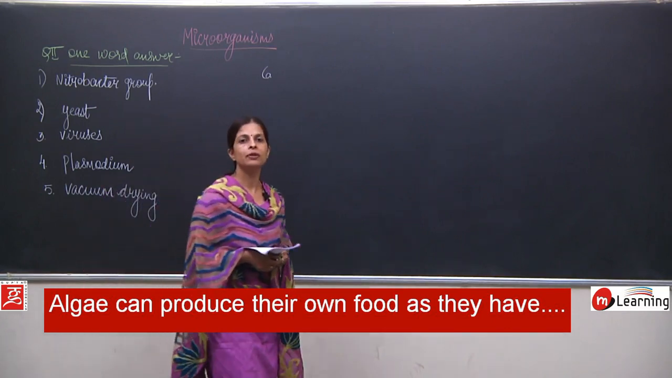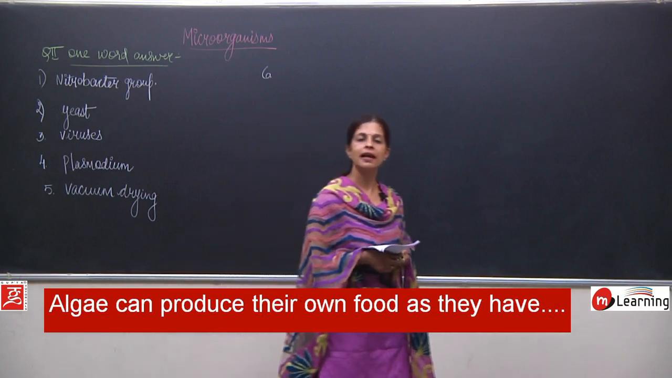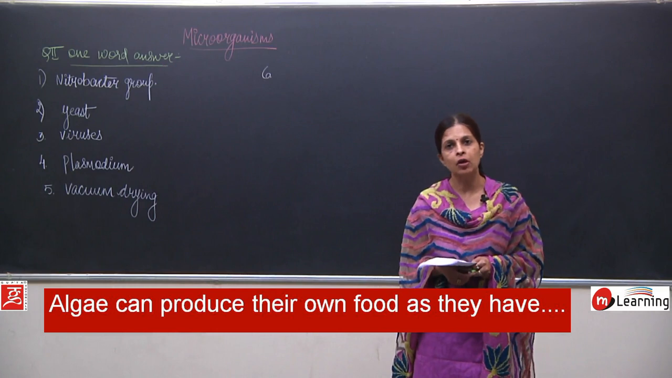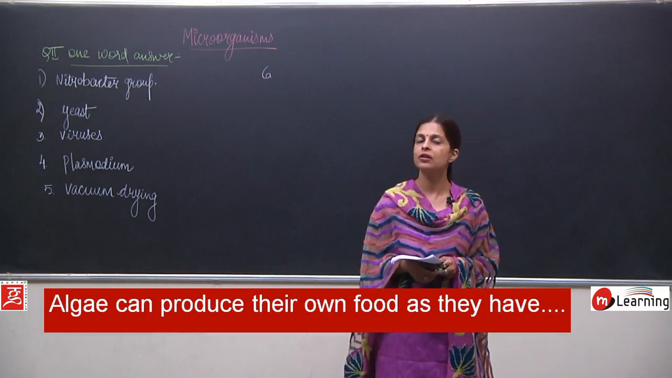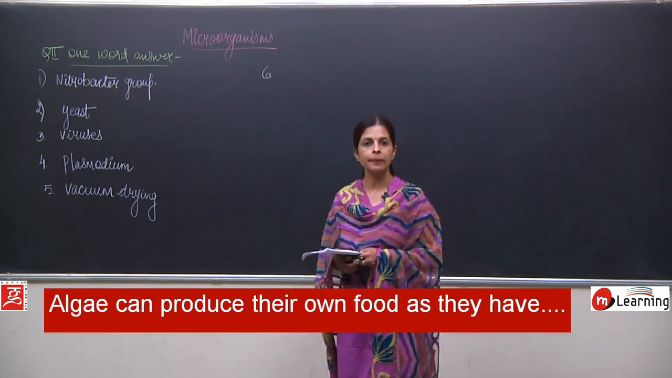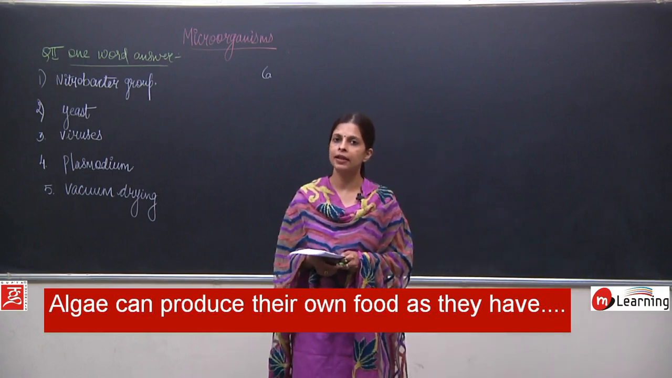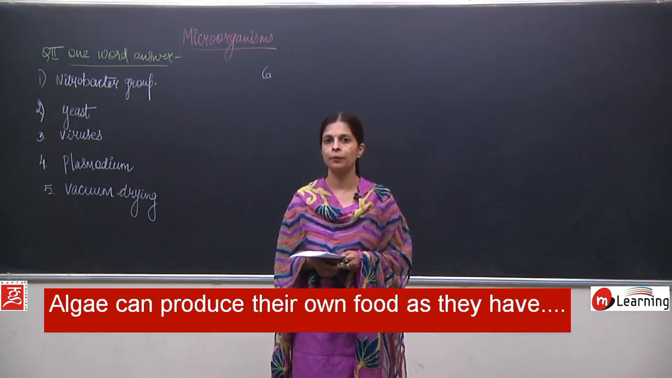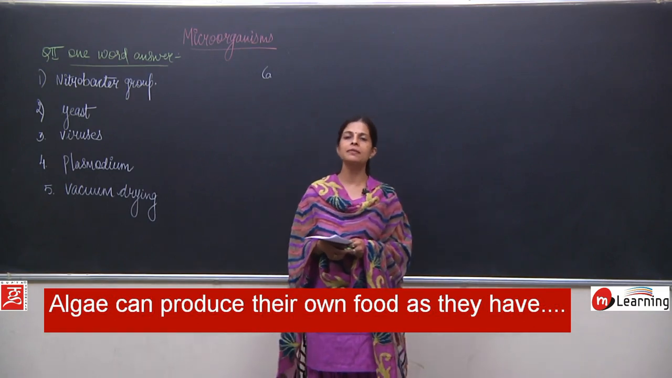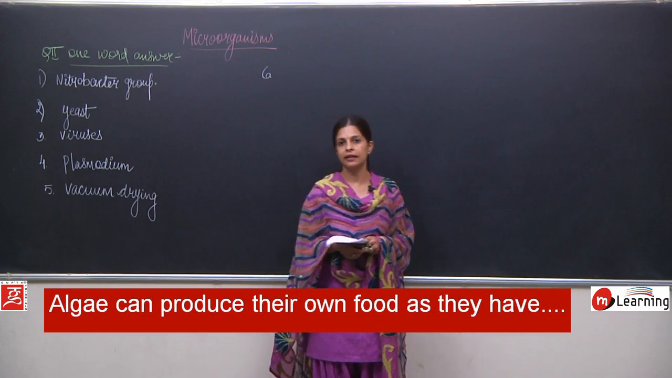Basically, most of the microorganisms are considered as animals because they do not have chlorophyll, because their mode of nutrition is not autotrophic, it is heterotrophic. And they do not have a cell wall. That is the reason mostly the microorganisms are considered as animals.